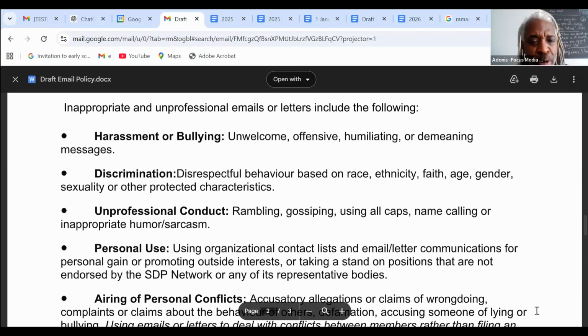Personal use: using organization contact lists and email or letter communications for personal gain or promoting outside interests, or taking a stand on positions that are not endorsed by the SDP network or any of its represented bodies.